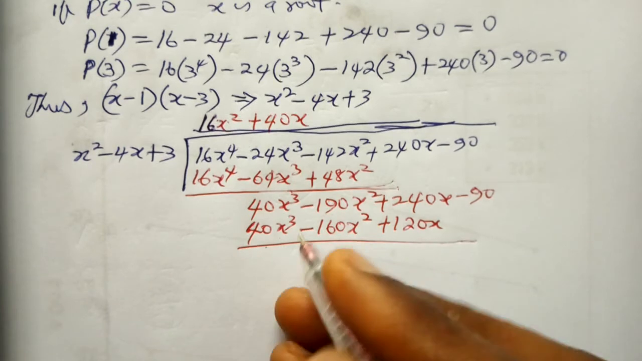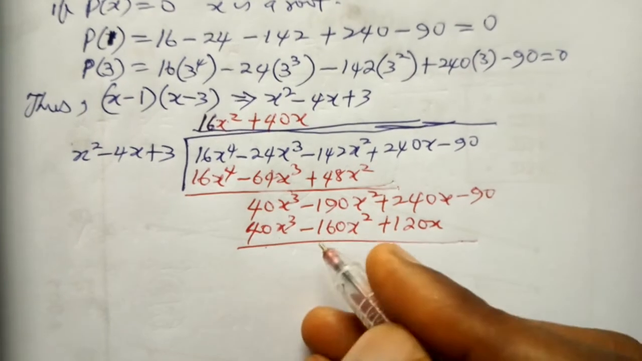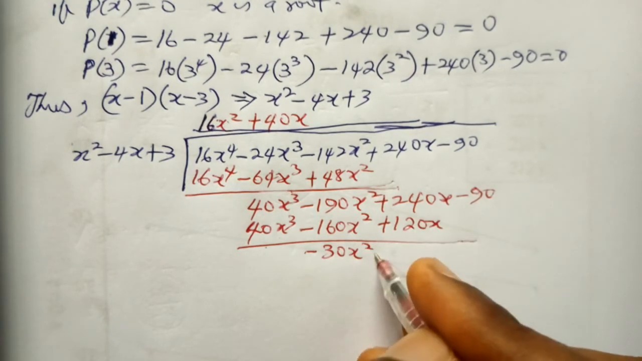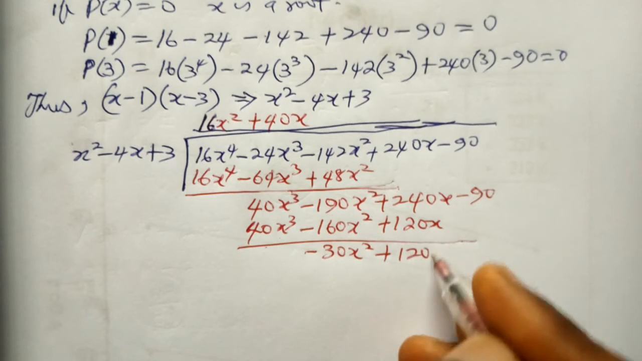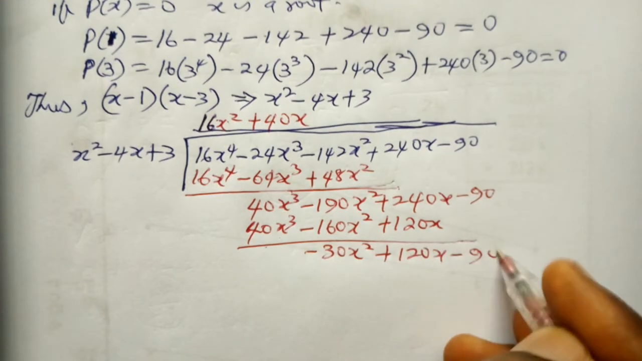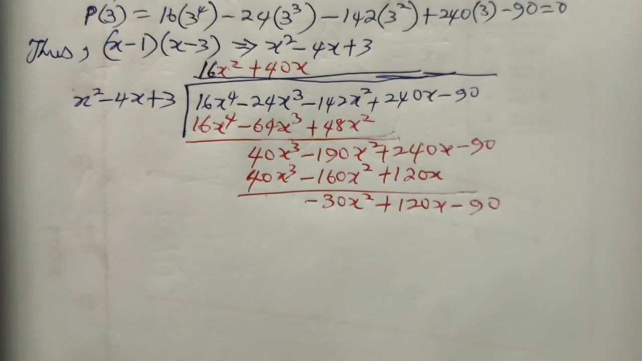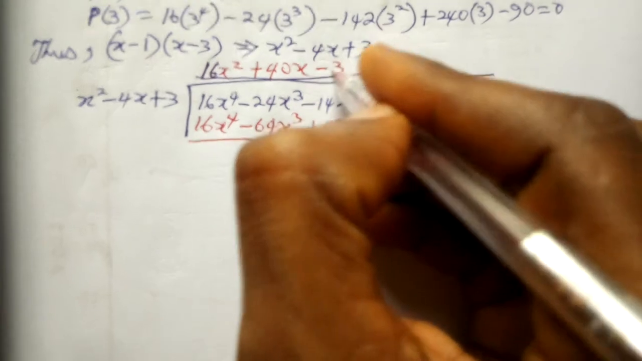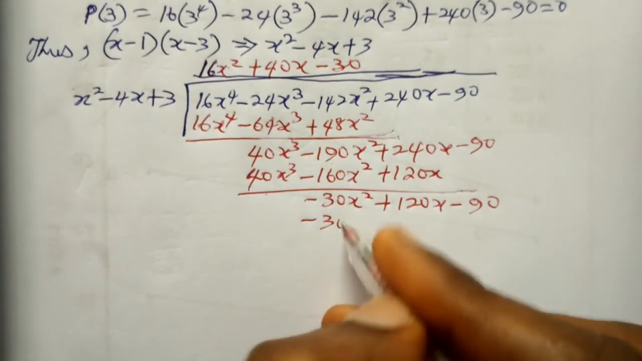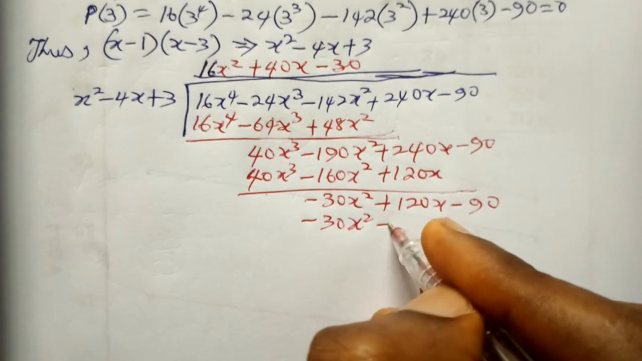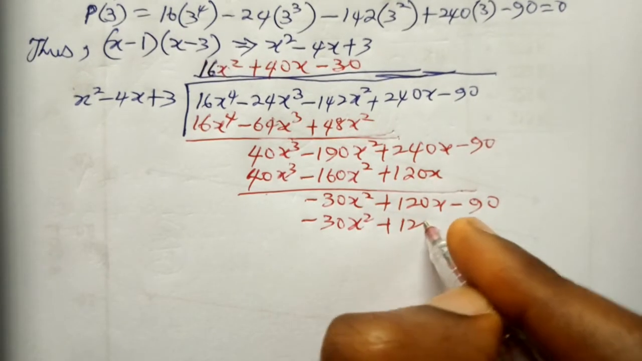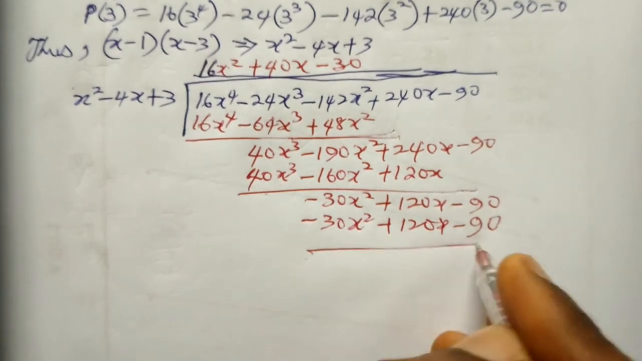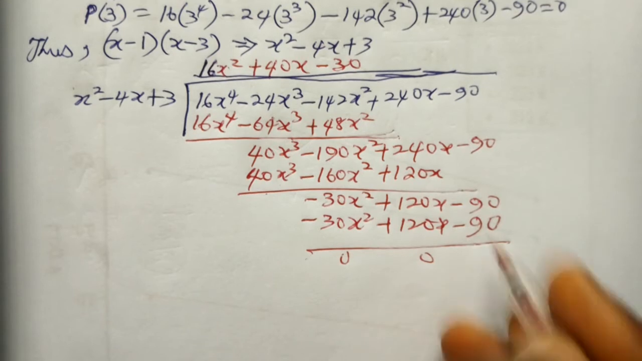So this minus this will be minus 30x squared. This minus this will be plus 120x. Then you bring down minus 90. So the next thing that will naturally go is minus 30. So here you have minus 30x squared, plus 120x. This and this you have minus 90. So this will go 0, this will go 0, this will go 0.